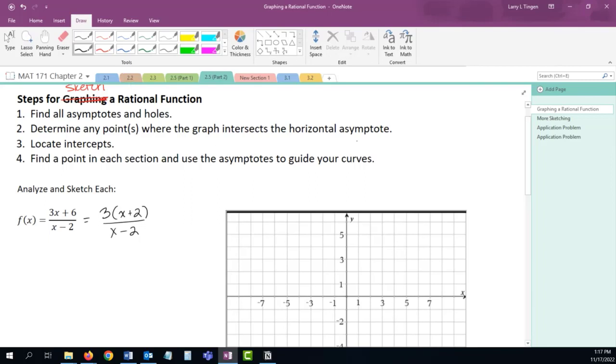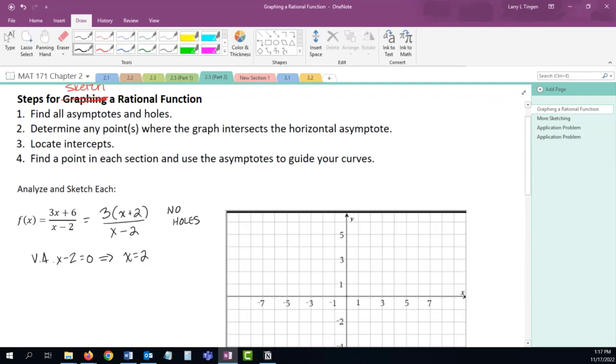So asymptotes occur when the denominator is 0 and that factor is not matching. We don't have any matching factors here, so I know right off the bat there will be no holes in this graph. I know I'm going to have a vertical asymptote when the denominator is 0.